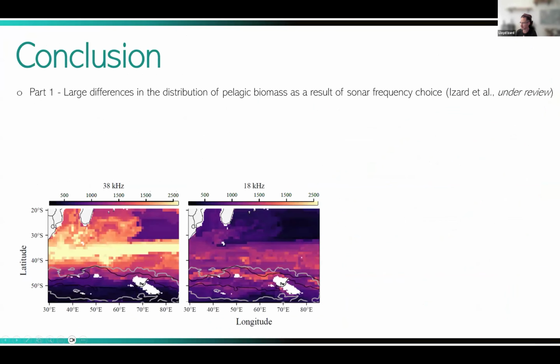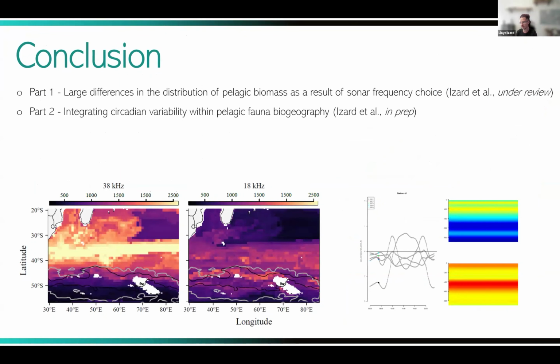So to conclude this talk, we can say that during the first part, we've seen that large differences in the distribution of pelagic biomass can result from sonar frequency choice. And then in the second part, we've looked at how we can integrate circadian variability within pelagic fauna biogeography, but this part is still in progress.